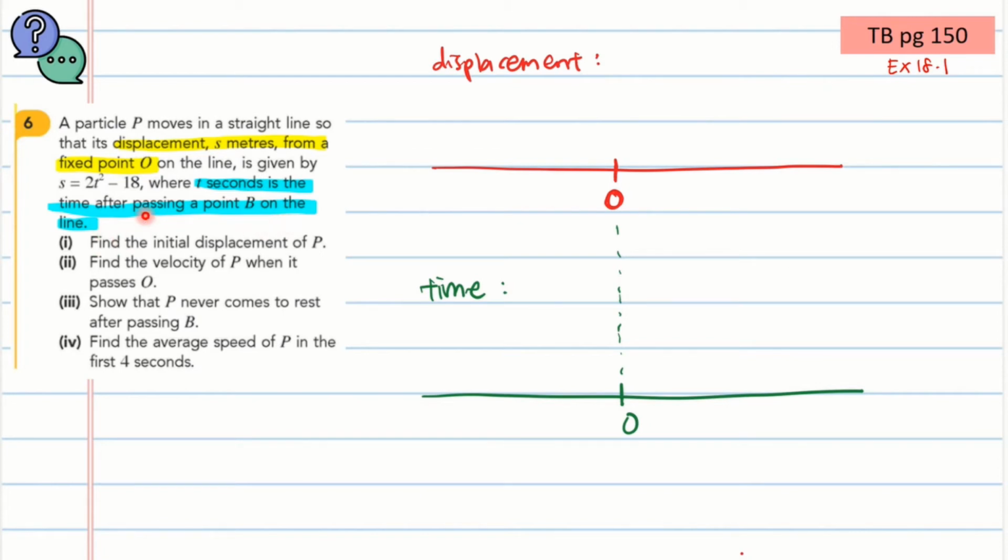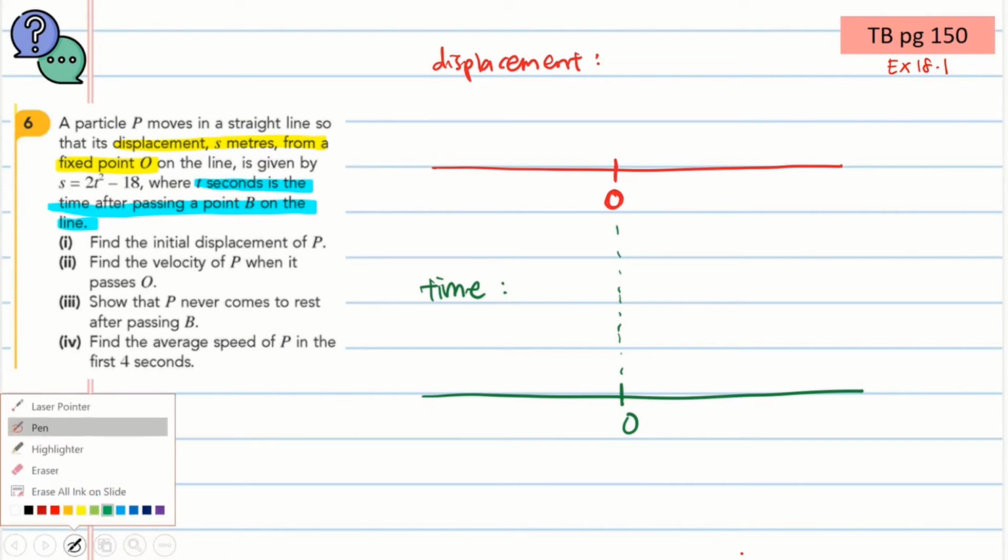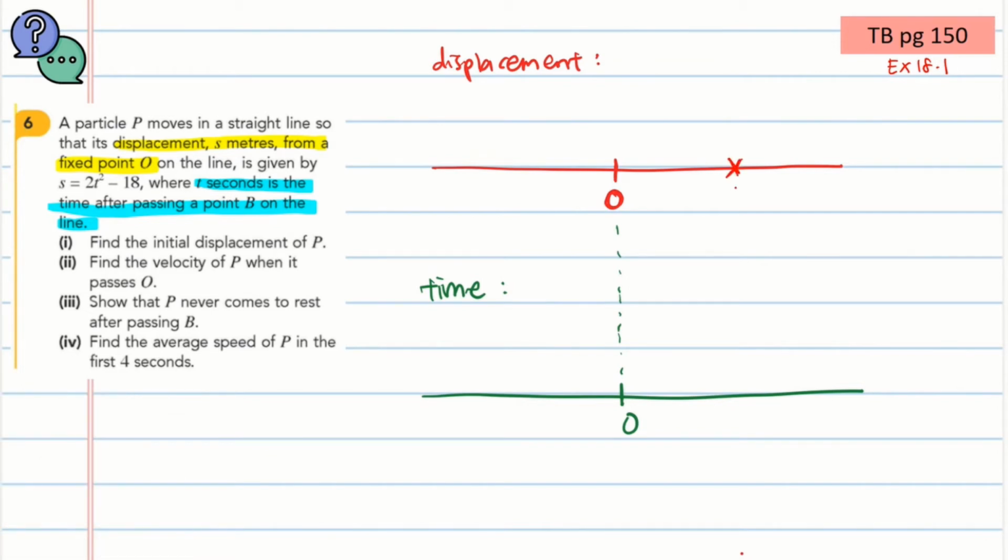Okay, I want you to take note of these parts that I've highlighted over here. Notice that the displacement is measured from a fixed point O, but the time is actually measured after passing a point B. So there are some differences in terms of how it's starting in this case. Let's try to put that into a diagram. Okay, so in displacement, let's say I have a straight line path over here and I have a point O. My displacement is such that if I were standing, let's say over here, then my displacement is going to be measured in this manner.